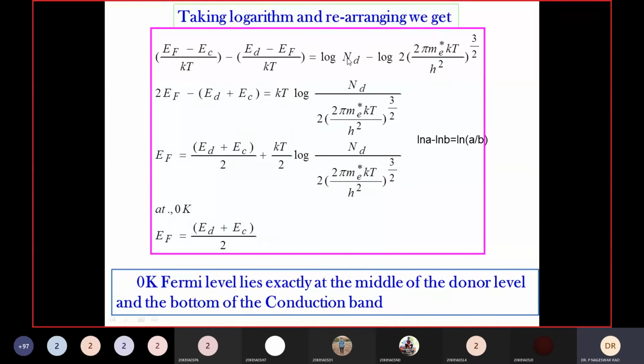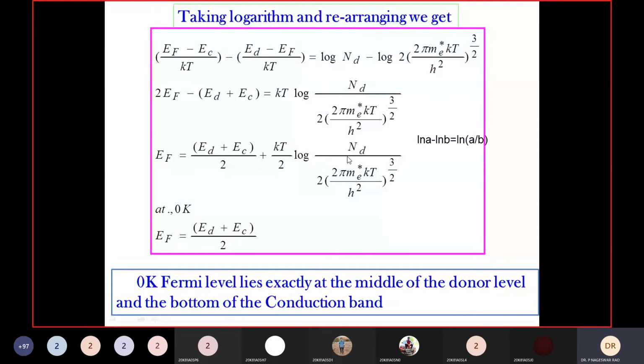Now from this equation we are calculating the Fermi level of n-type semiconductor. EF is equal to (ED plus EC) by 2 plus kT by 2 into log of this total term. Now at 0 Kelvin, if you substitute T equal to 0, we get only EF is equal to (ED plus EC) by 2.